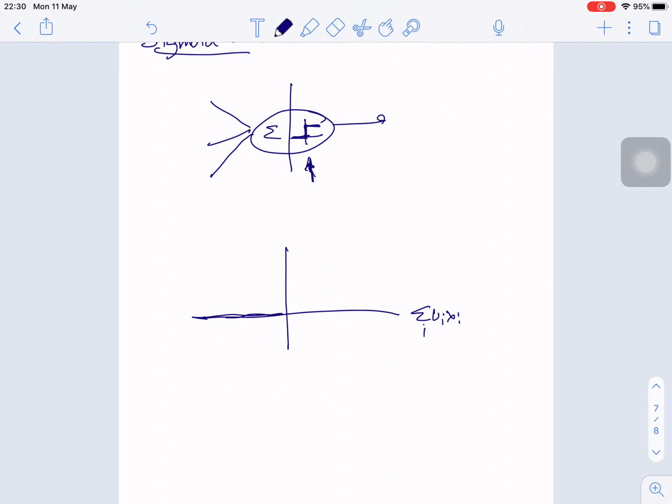For the perceptron that you have just used, if the summation is less than 0, the result is the negative class, that is 0, right? If it is greater than 0, the result will be 1. So this is the output of our neuron, right?